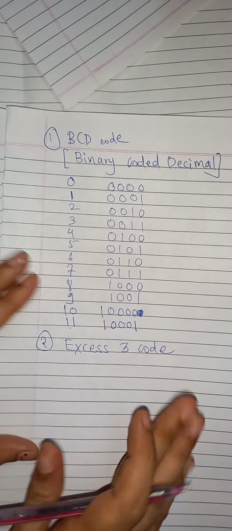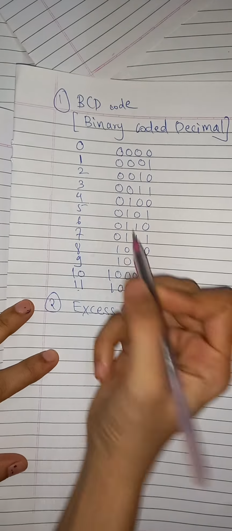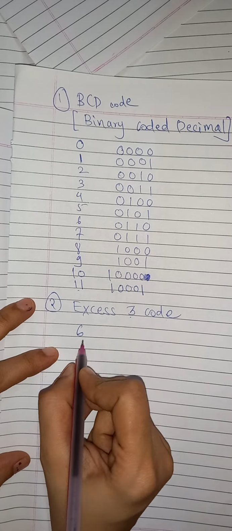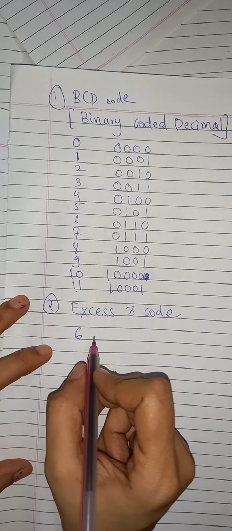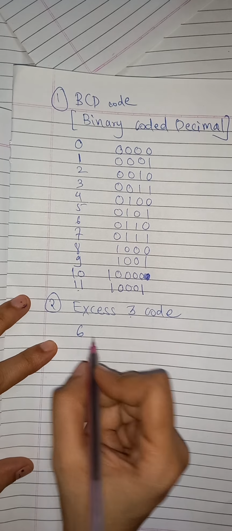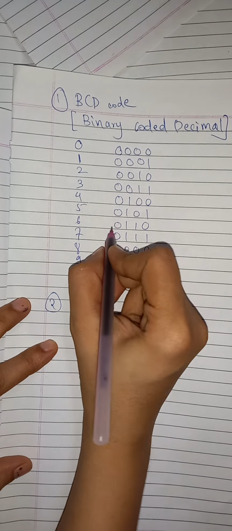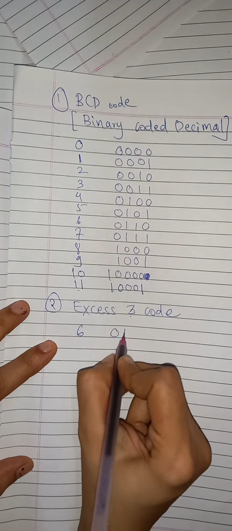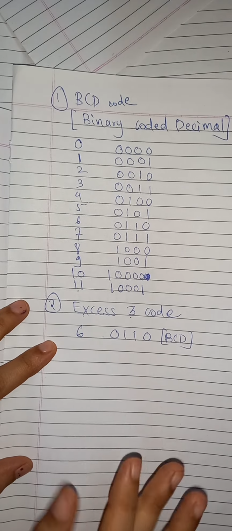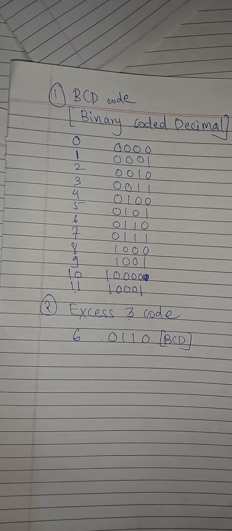Now for XS3 code, if we are asked to find the XS3 code of a particular number, suppose 6, then first of all we will find its binary coded decimal equivalent. Its binary coded decimal is simply its binary representation, so we can write 6 as 0 1 1 0, as it is. It is BCD, that is binary coded decimal. And to find the XS3 code, just add 3 to the BCD representation.